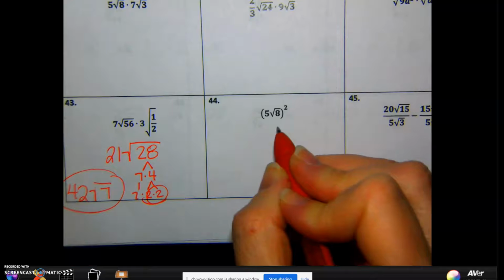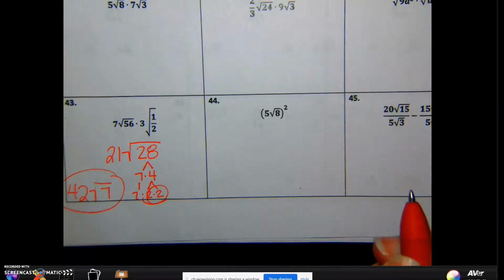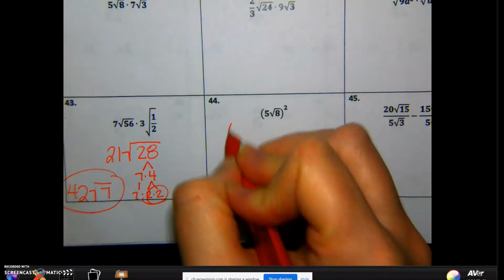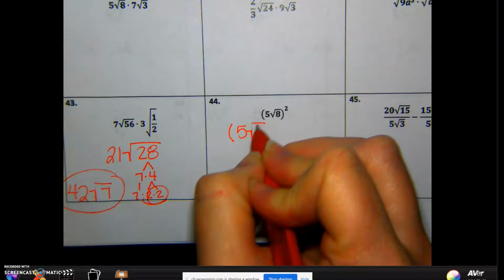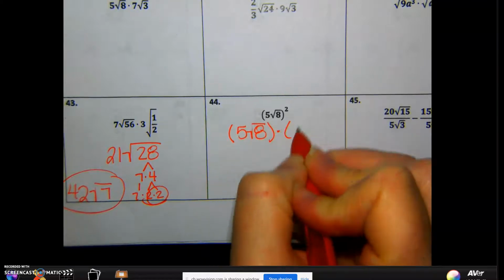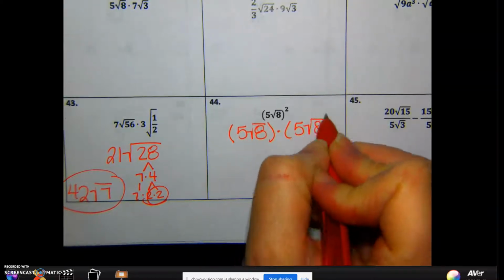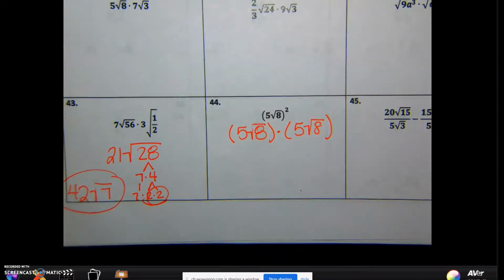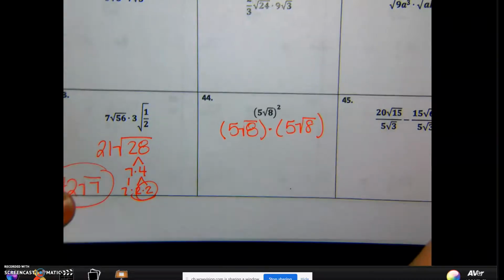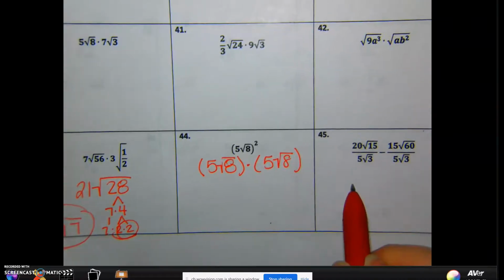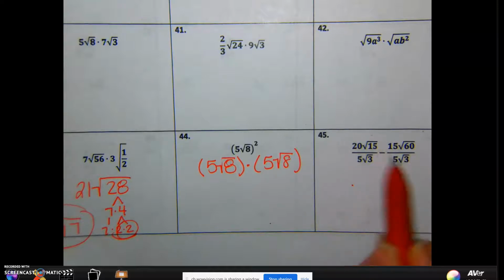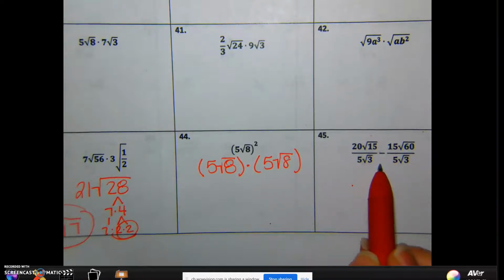Good. What does this mean on 44? Oh, I know, you square it out. So you times them by each other. Do the parentheses change the problem at all? No. So outside times outside, inside times inside? Yeah. Okay. On 45, could I simplify the first one, simplify the second one, and then subtract them? Yes.